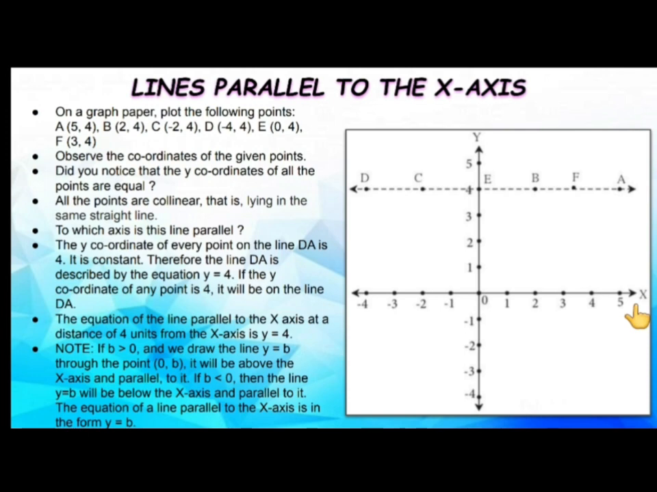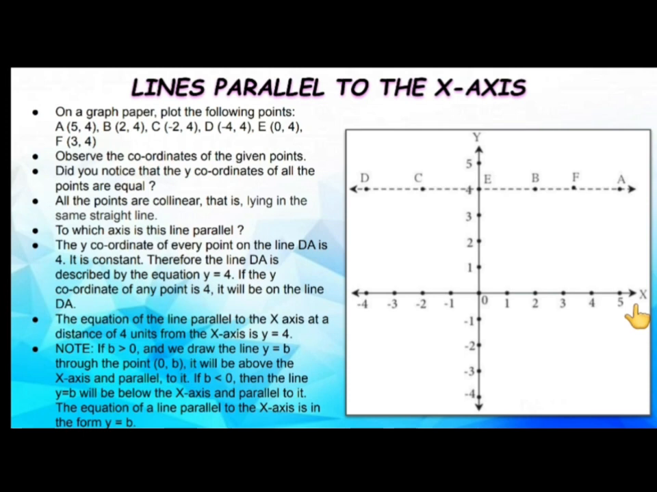The y-coordinate of every point on line DA is 4. It is constant. Therefore, line DA is described by the equation y equals 4. If the y-coordinate of any point is 4, it will be on the line DA. So as we know, we have all the y-coordinates as 4 here of all the given points. Therefore, if the y-coordinate of any point is 4, it will be on the line DA.